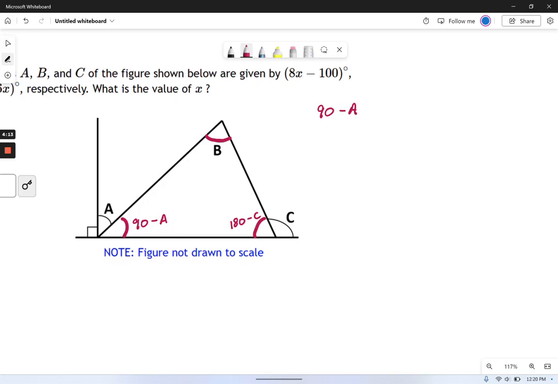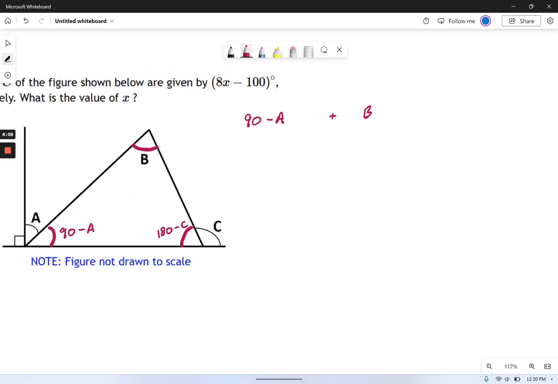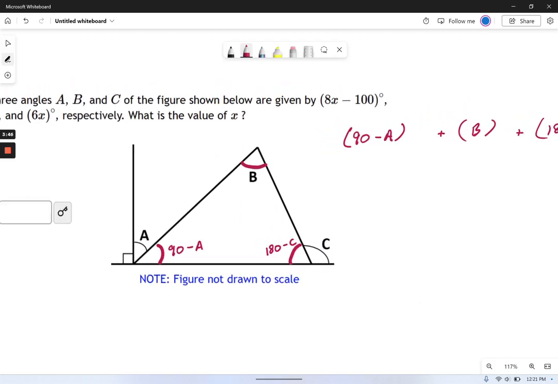90 minus a plus b plus 180 minus c equals 180. Those are the angles that add up to 180 degrees. And you can put these in parentheses if you like to keep them a little more tidy. But we still need to figure out what this stuff is in terms of x. So now I'm going to have to start making substitutions.